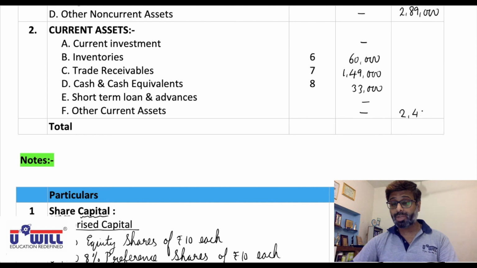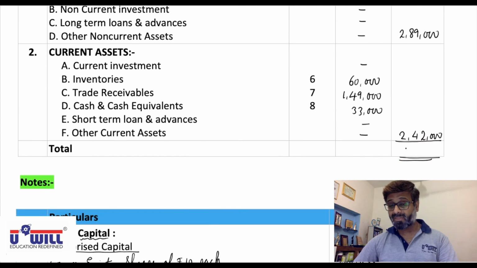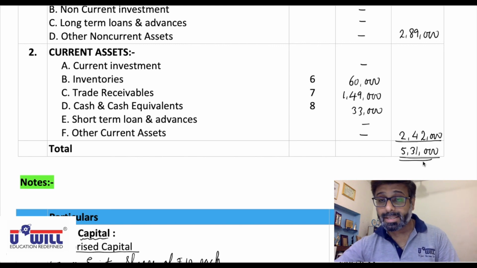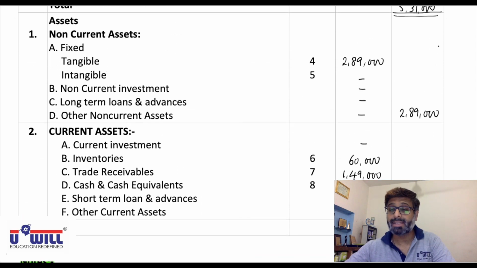Okay, you all can do the totals in the balance sheet in the calculators. Now 289 plus 242, so 531. 5 lakh 31,000. All of you can see this. Yes, all of you can see this. 5 lakh 31,000. The balance sheet tallies.